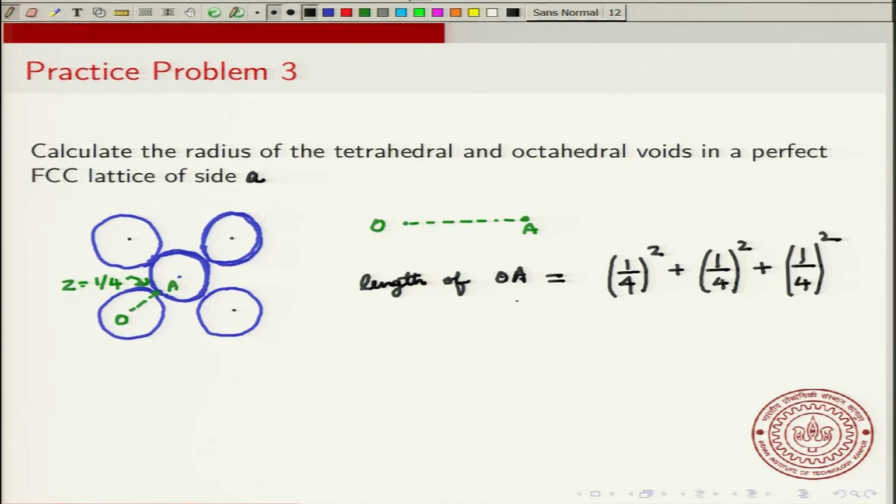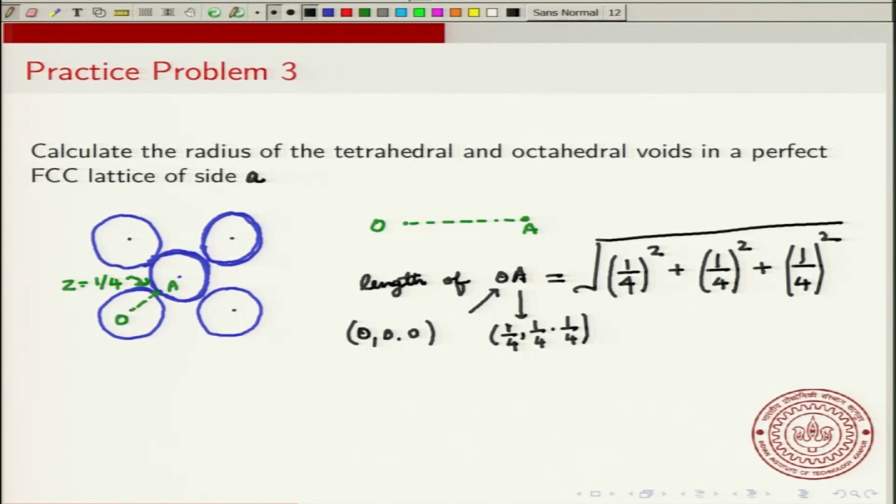Okay, and O is 0, 0, 0. So keep in mind that O is at 0, 0, 0, and the coordinate of A is 1 by 4, 1 by 4, 1 by 4. It doesn't matter which way you see, but basically the distance, and this whole thing is under the root sign, is the length of OA. So, therefore, the length of OA is equal to 1 by 4 root 3.